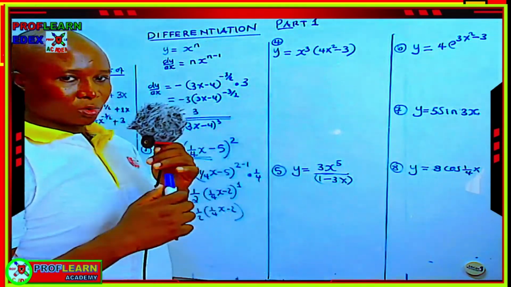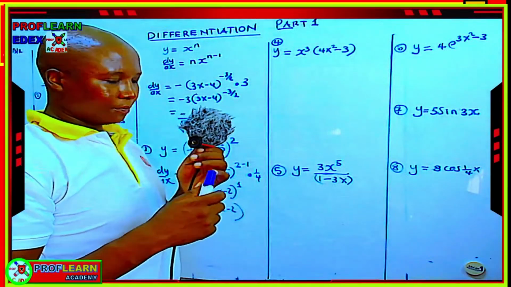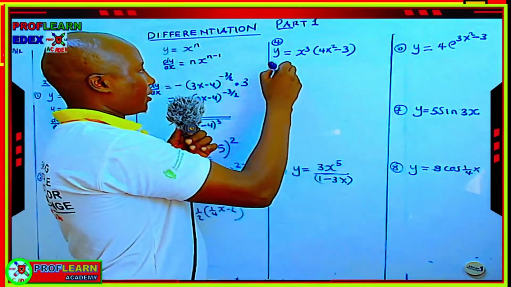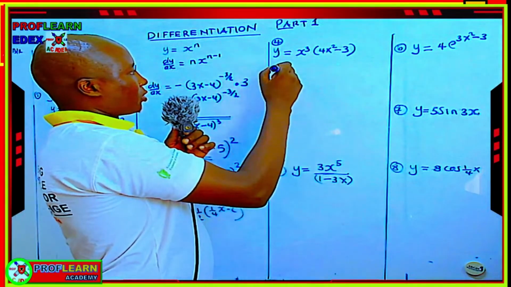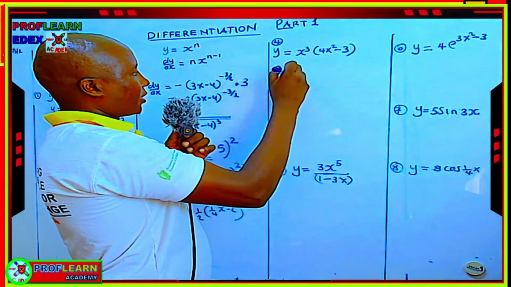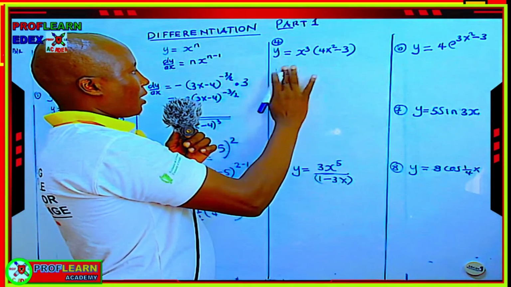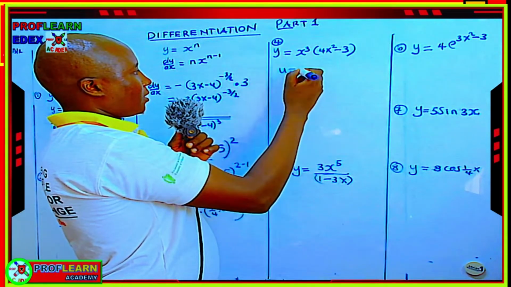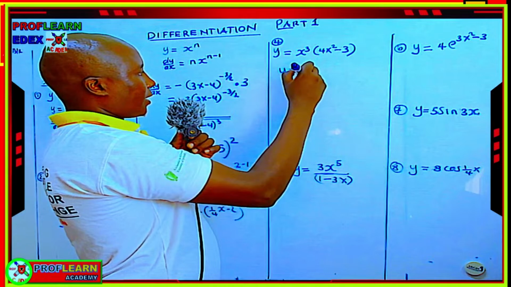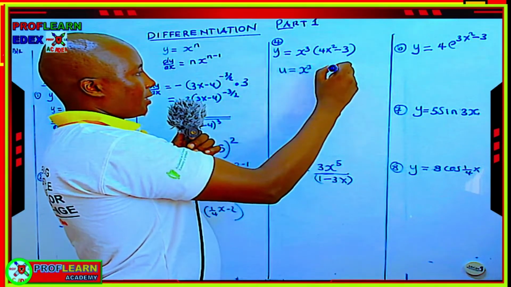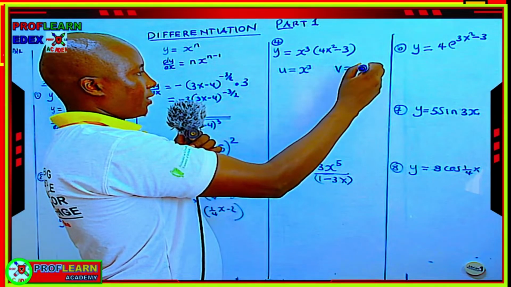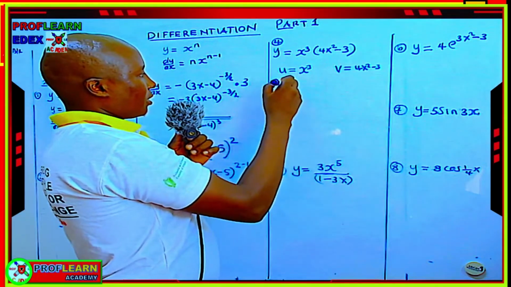This one we're going to use the product rule. We are going to use the product rule, whereby we say this is two functions. We can say the first function is f of x, which is u equals x cubed, and the second function is v, which is 4x squared minus 3.